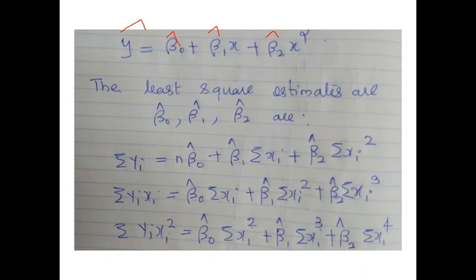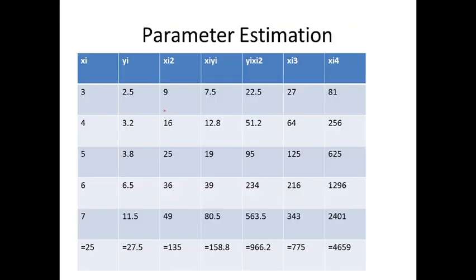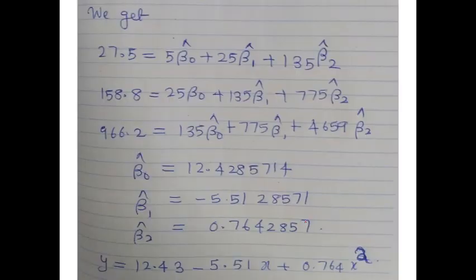And to do the parameter estimation, represent it in a table easily. This is xi, yi, xi square, xi yi, xi square yi, xi cube, xi raised to 4. And if we find all the values using a simple calculator, then substitute them in the equation, it will appear like this. The equation is going to be like this, and you can see that the final value for beta naught hat is this and beta 1 hat is this.